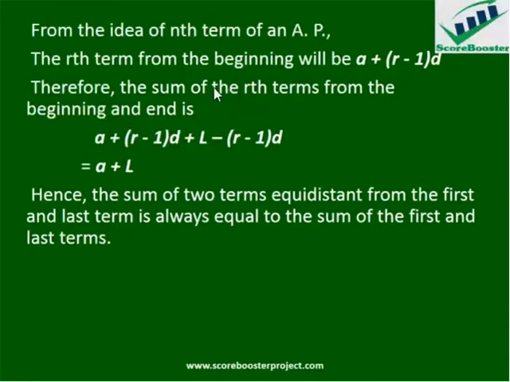So therefore, the sum of the rth term from the beginning, that is from the first term, and the rth term from the last will now be a plus (r minus 1) into d, plus, since we are adding, l minus (r minus 1) into d. So we cancel this, and we have a plus l, which is the first term plus the last term. And this completes the proof. Hence, the sum of two terms equidistant from the first and last term is always equal to the sum of the first and last term. And those are the properties of an arithmetic progression.